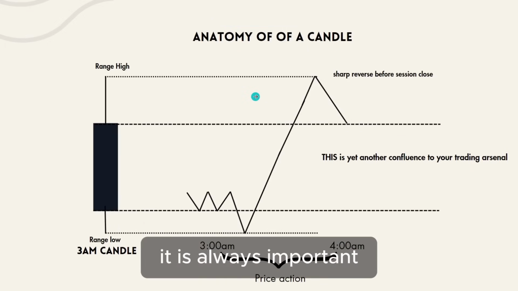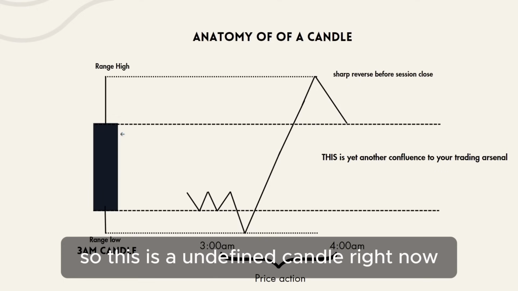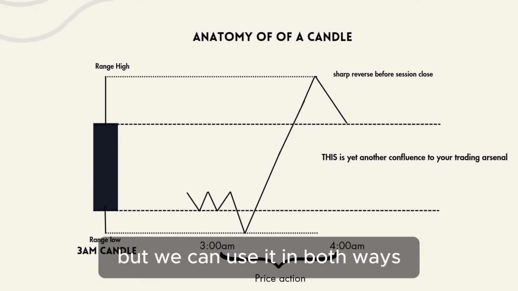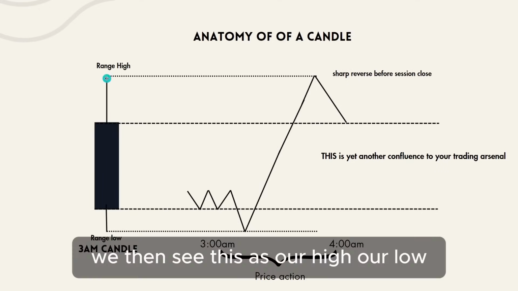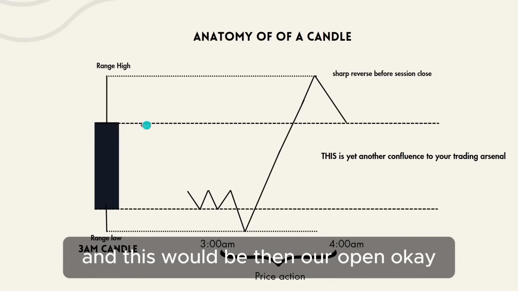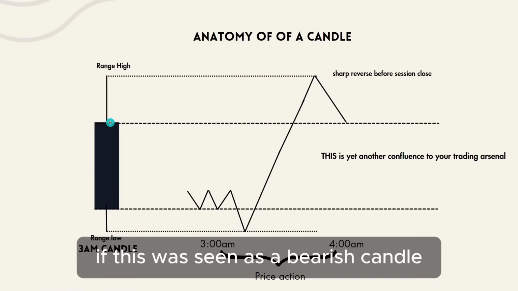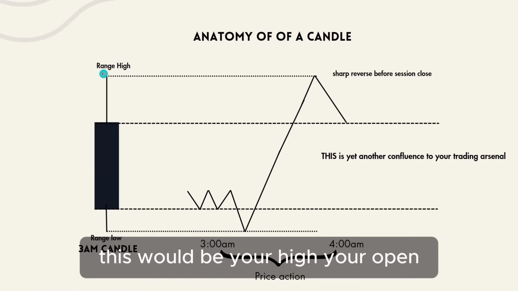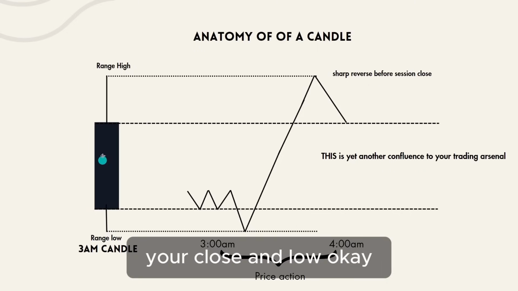Now, it is always important that I remind you guys of the anatomy of a candle. This is an undefined candle right now, but we can use it in both ways. We're able to see this as a bullish candle. We then see this as our high, our low, and this would be our open, our opening price. But if this was seen as a bearish candle, this would be your high, your open, close, and low.